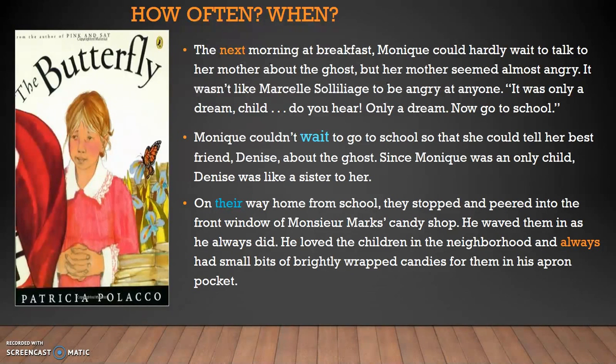And then just notice how the adverbs of frequency provide that little bit of information and help make the writing a little bit more interesting, and create a little mood. Since the next morning at breakfast, Monique could hardly wait, it's really giving you a sense of urgency there. And then we get some information about Monsieur Marc because he always has small bits of brightly wrapped candies for the girls in his apron pocket, or for the kids in the neighborhood.